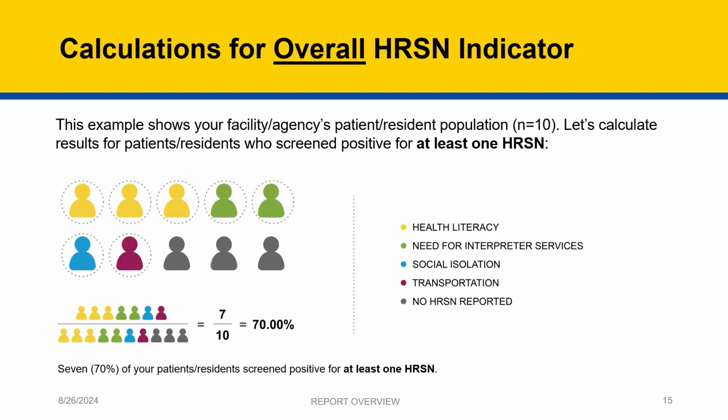When calculating the rate, the numerator will now be that total number of patients or residents who screened positive for at least one HRSN, or the count, which we calculated is equal to 7. Again, the denominator will be your total patient or resident population size, which is again 10. Dividing the numerator by the denominator and expressing as a percentage, we get a rate of 70%. 70% of your patients or residents screened positive for at least one HRSN.